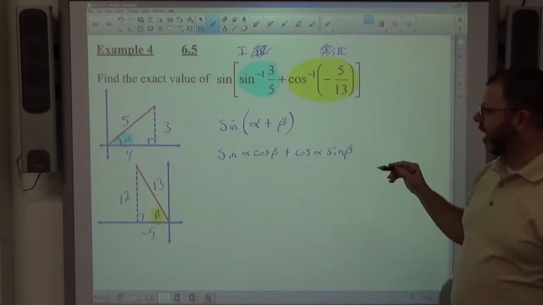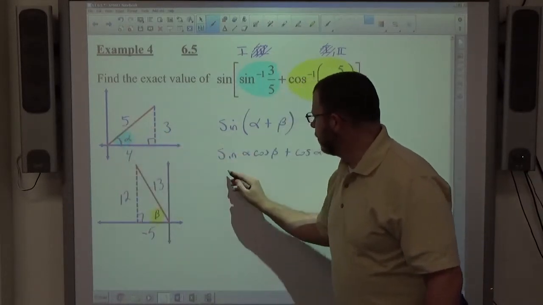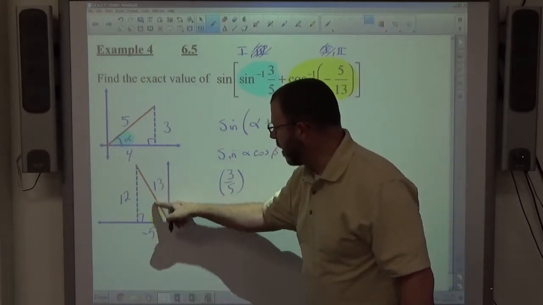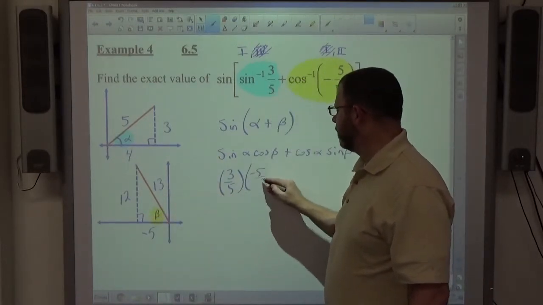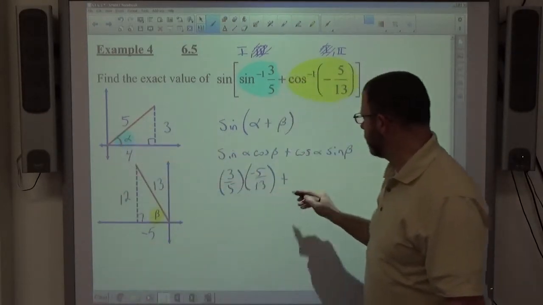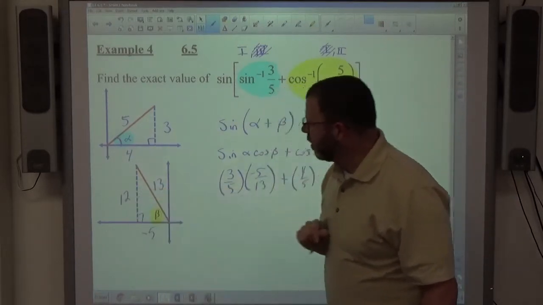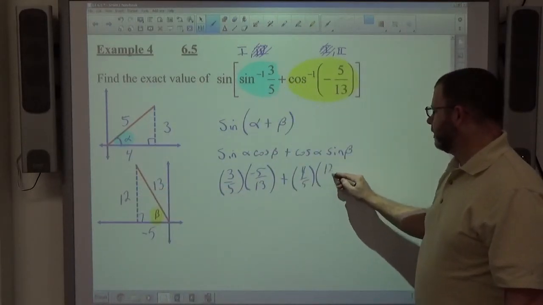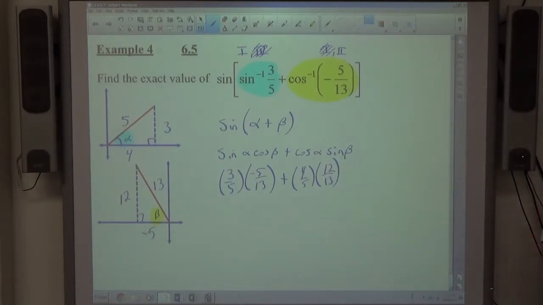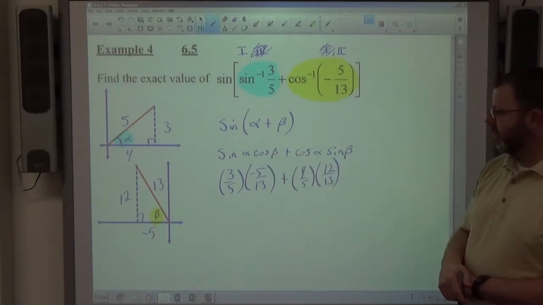And if I'm looking for sine and cosine of each of these, sine of alpha is opposite over hypotenuse of alpha. Cosine of beta is adjacent over hypotenuse of beta, which is negative 5/13. Plus cosine of alpha is adjacent over hypotenuse of alpha, which is going to be 4/5. Sine of beta is opposite over hypotenuse of beta, which is 12/13. So again, I'm drawing the triangles. That allows me to identify any trig functions I need to know. I need to know these four specifically. And then it's just a matter of evaluating what I got.